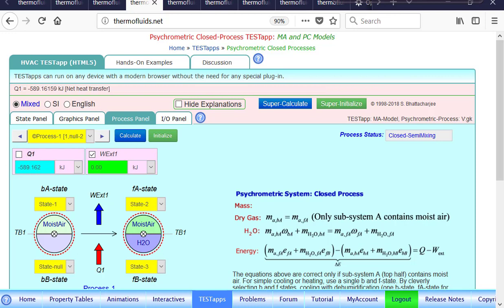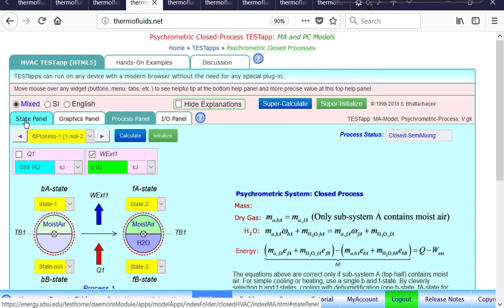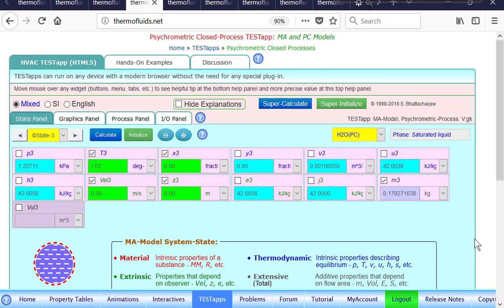But remember, sometimes if you don't see that, it's always a good idea to click the super calculate button to update all calculations. If you go to the state panel, you'll see that for state 3, the mass has been posted back. That is how much mass, how much condensate came out.